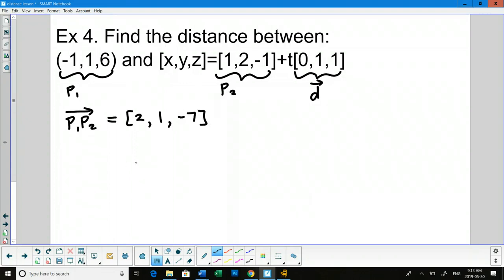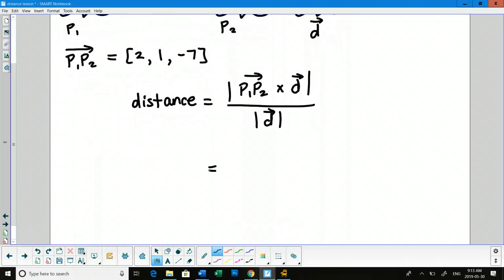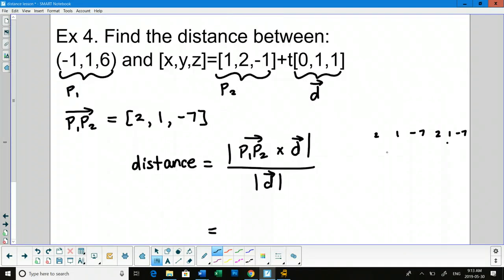Okay, so we use our formula for distance for 2 parallel lines, or a line and a plane, or a line and a point in 3 space. So we're going to find the magnitude of the cross product of the point vector and the direction vector of the line, and then I will find the magnitude of the direction vector, and then we'll be done. Okay, so I'm just going to cross these actually over here. We'll start with that. And the direction vector 0, 1, 1.